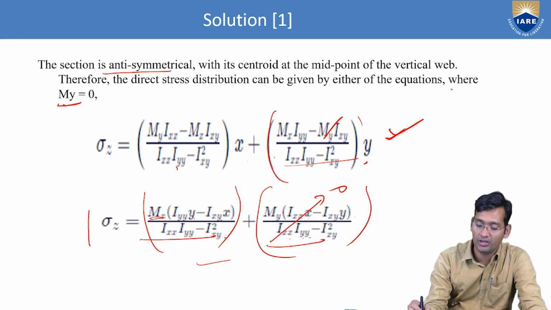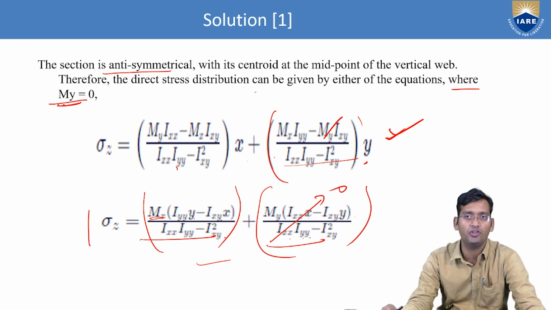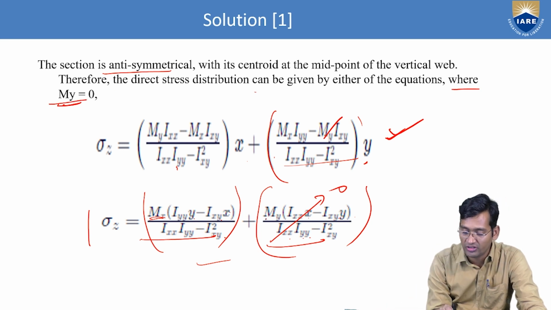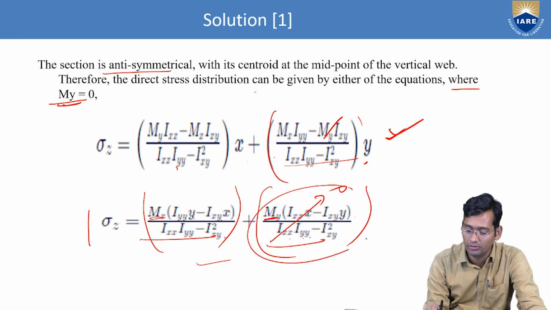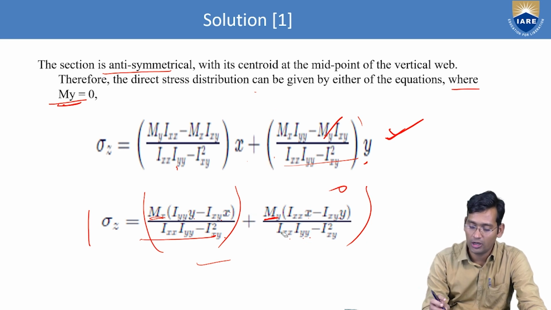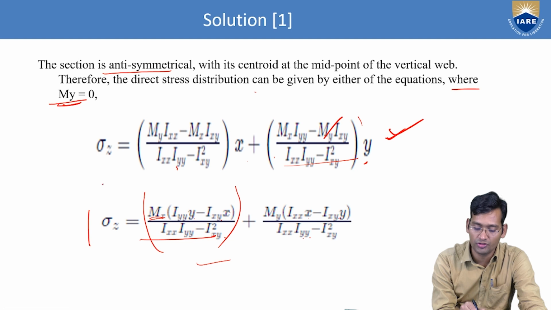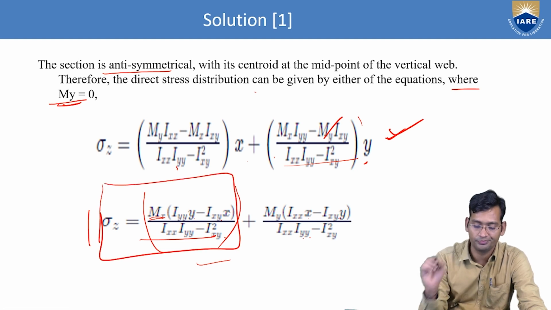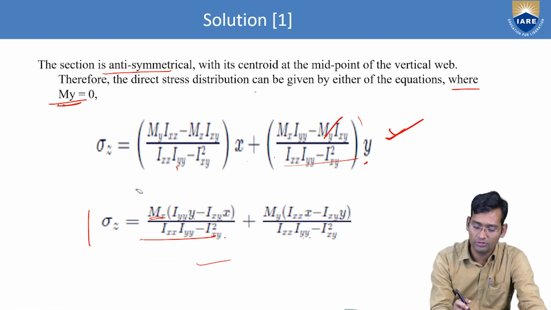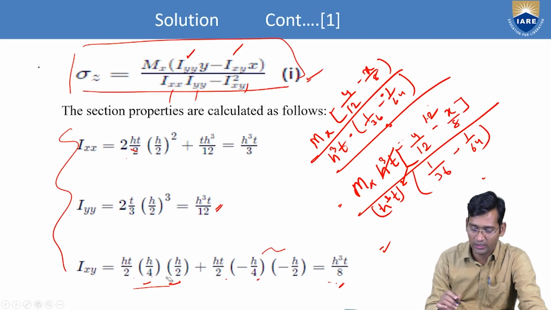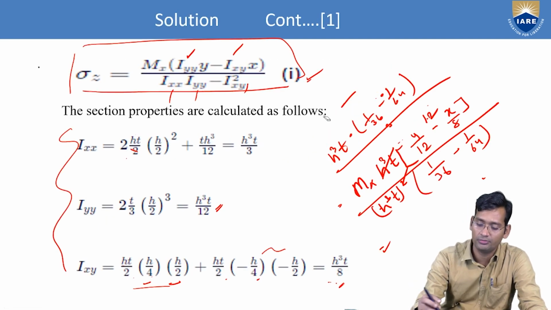Now what is the condition? Where the direct distribution is required, vertical wave, where My is 0. So put My 0. Once you put this My itself 0, the whole thing becomes 0, right? So now what is there? Sigma z will be equals to this only. Okay, so now sigma z is this one.